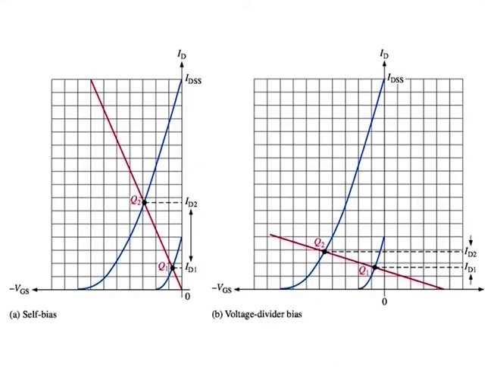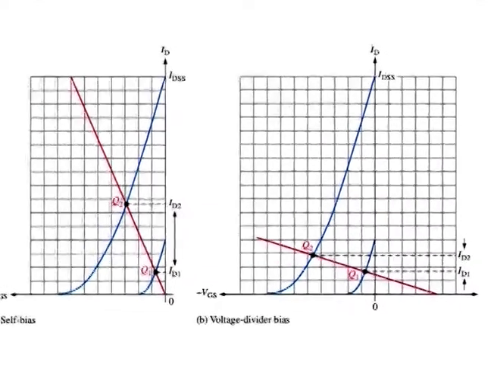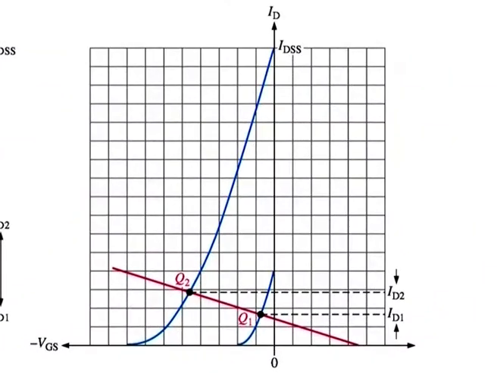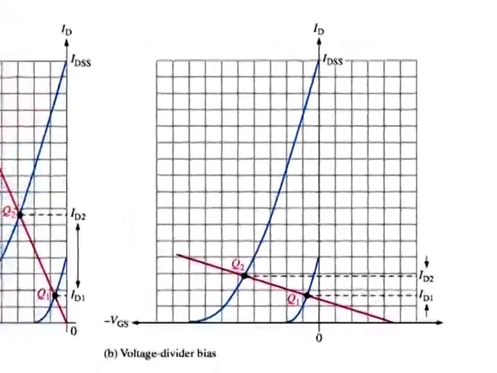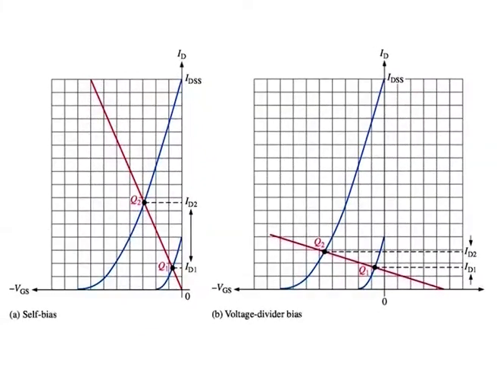The figure here illustrates Q point stability for a self biased JFET and for a JFET with voltage divider bias. With voltage divider bias, the dependency of ID on the range of Q points is reduced because the slope of the load line is less than for the self bias for a given JFET. Although VGS varies quite a bit for both self bias and voltage divider bias, ID is much more stable with voltage divider bias.